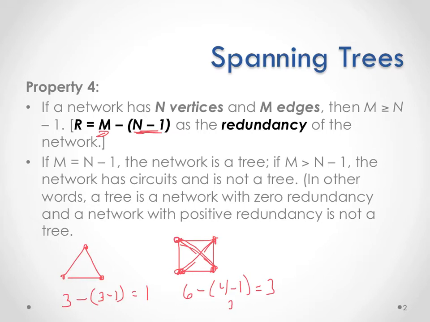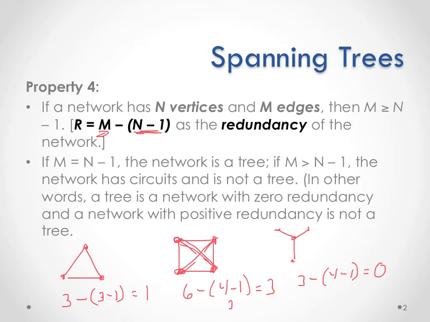Now let's do one that is a tree. Let's do this one. So that's 1, 2, 3 edges, and 4 minus 1 should be 3 edges, and that equals 0. So the redundancy is 0. If the redundancy is 0, then you know you have a tree.